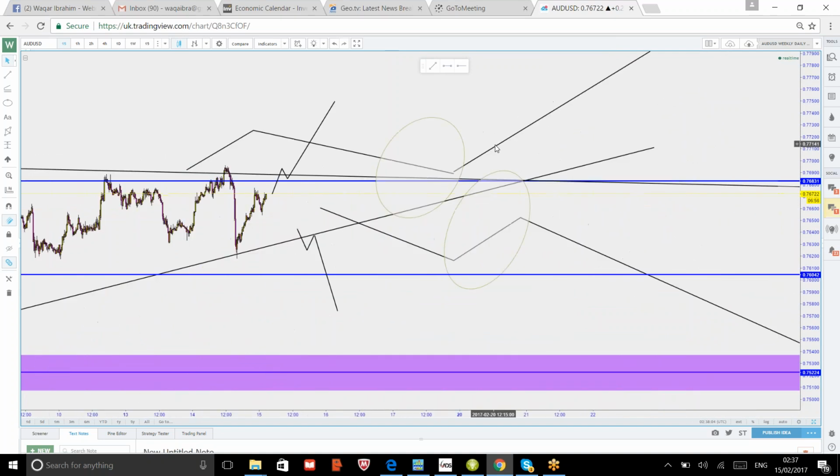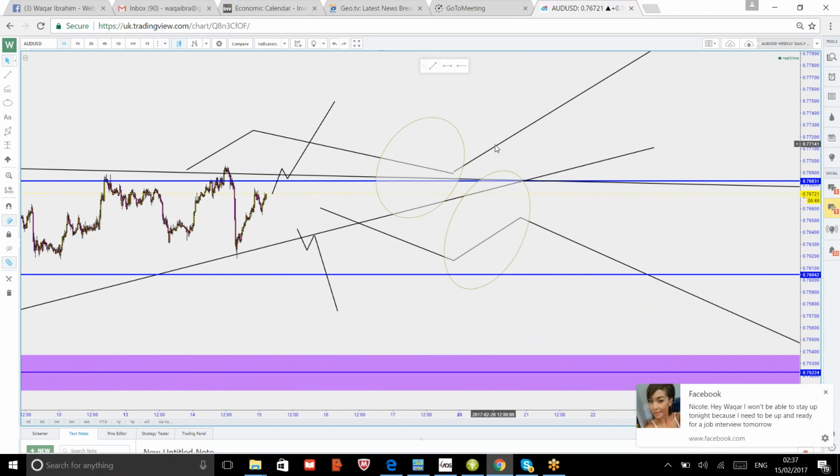Now let me tell you the advantage of this when you're entering on 15 minutes time frame and analyzing H4 time frame. Okay, this is the advantage. Remember, we are trading H4 time frame. We are not trading 15 minutes time frame here. We are trading H4 time frame.